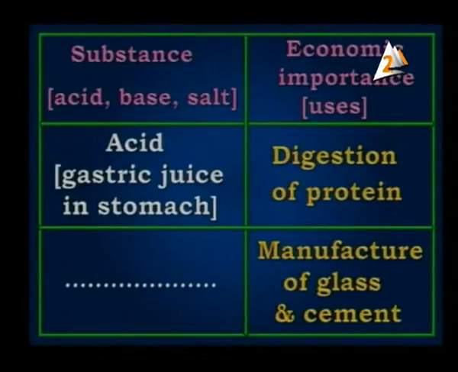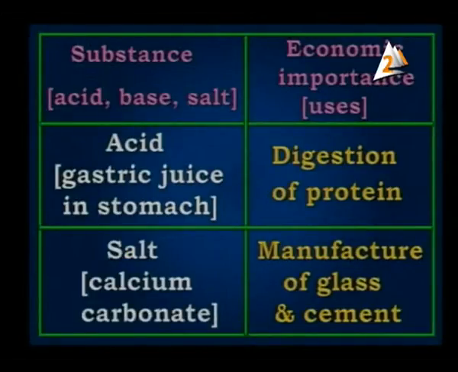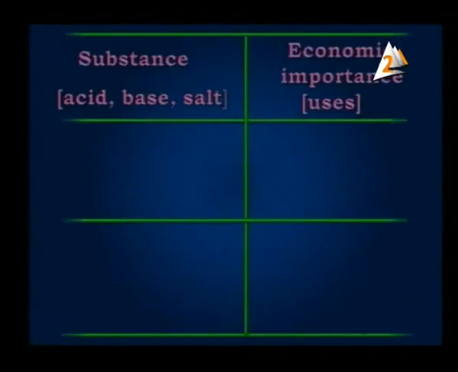So hydrochloric acid is found in our stomach. Yes, it's very important to change the protein into what? Into liquid, into emulsion, into peptides. After that, manufacture of glass and cement. We have a salt called calcium carbonate. Very easy. Why? Because for glass and cement, we must use calcium carbonate in each one of these types of industry.